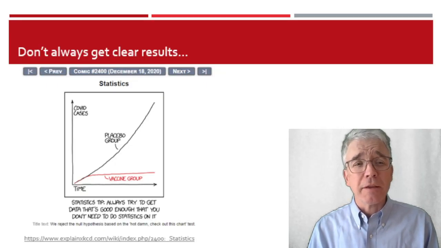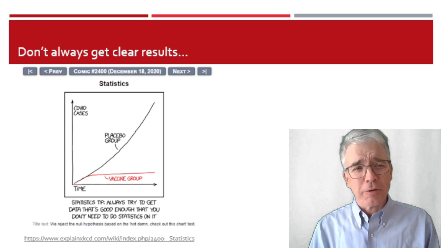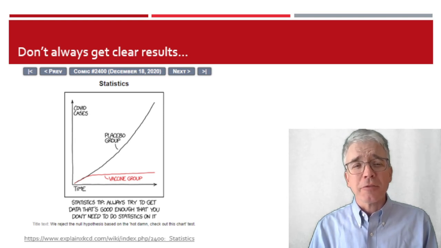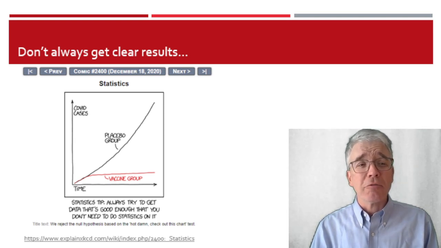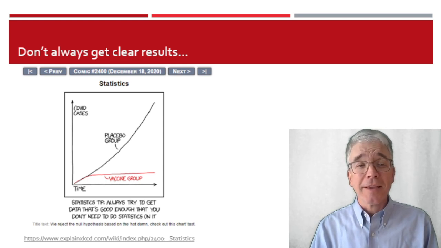We'd like to believe that we'd get clear results from our statistical test. The comic XKCD, the favorite cartoon of us geeks, has exactly this. Shows the famous graph about vaccine usefulness, plotting cases of COVID against time. There's the group that got the vaccine. There's the group that did not get the vaccine, instead got a placebo. And the two groups, whoosh, completely diverged. The tagline is there. We reject the null hypothesis based on hot damn, check this out.